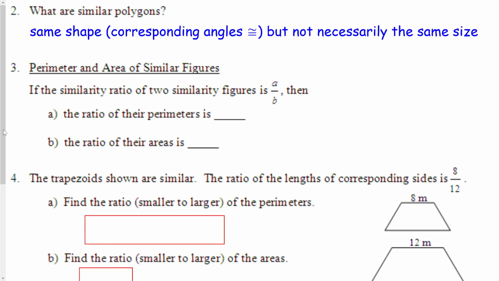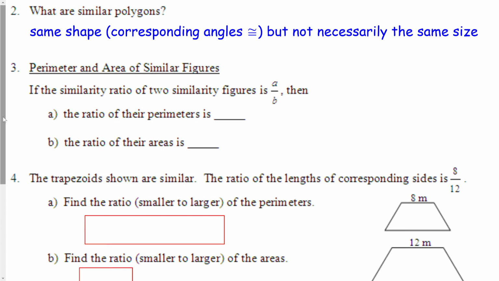Hopefully you can recall that similar figures are polygons that have the same shape, meaning corresponding angles have to be congruent, but are not necessarily the same size. But maybe add to this, corresponding sides are always proportional.